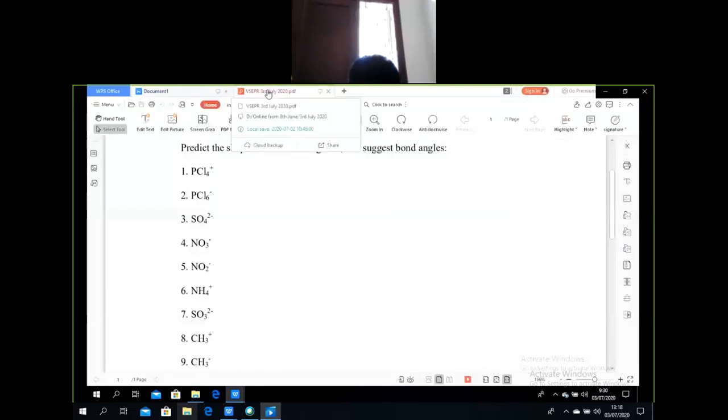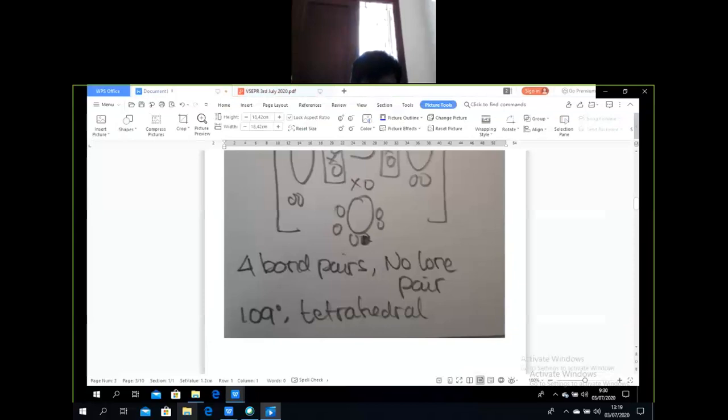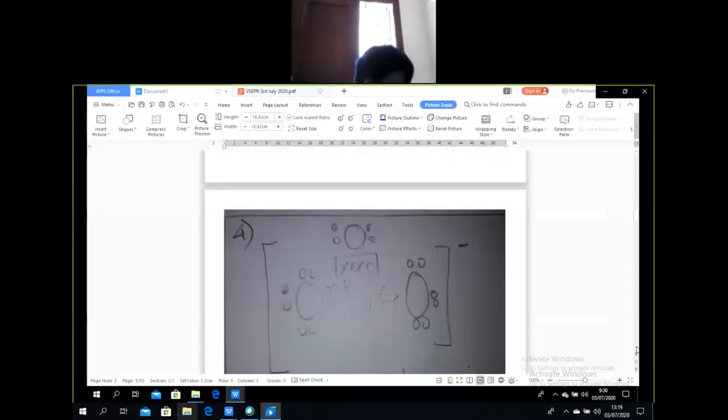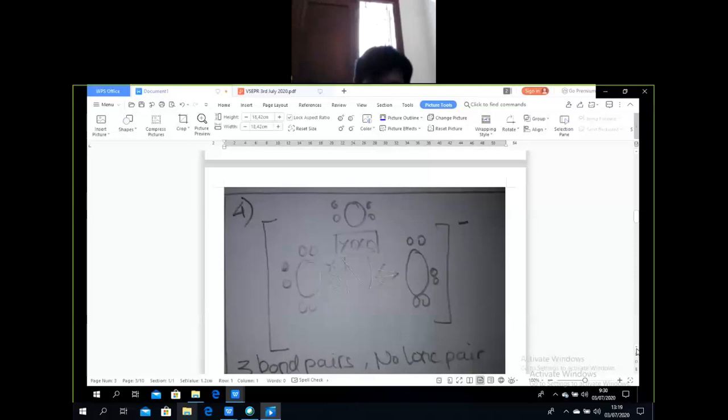Next, number 4. Number 4 is the nitrate ion. Okay, let's see the diagram of the nitrate ion. We have to draw it like this one. So there are 5 electrons around nitrogen. Which ones are the electrons? 1, 2, 3, 4, 5, and then this one will form a double bond to oxygen. This one is a single bond, and there is an external electron.